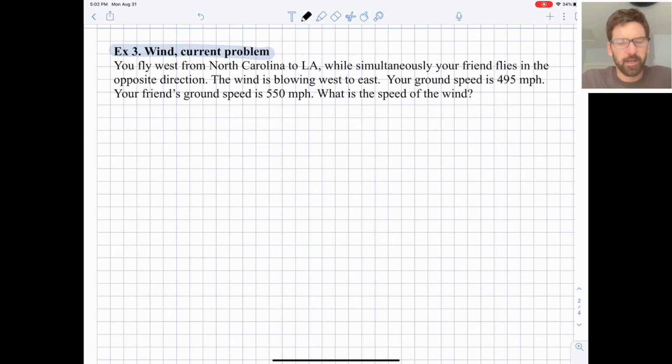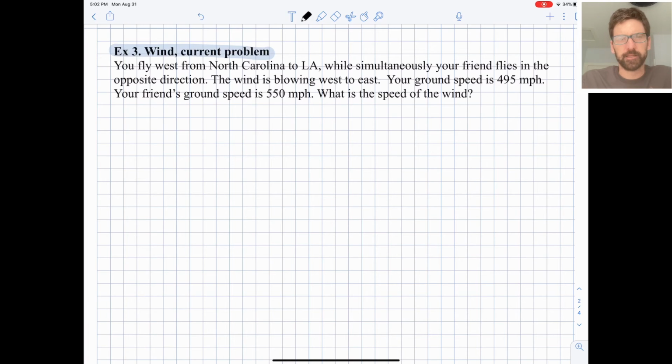Okay, so you fly west from North Carolina to Los Angeles, while simultaneously your friend flies in the opposite direction. The wind is blowing west to east. That's typically how the wind patterns are in the United States. Your ground speed is 495 miles per hour. So as you are flying from North Carolina to LA, the speed of you relative to the ground is 495, whereas your friend's ground speed is 550. So what's the speed of the wind?